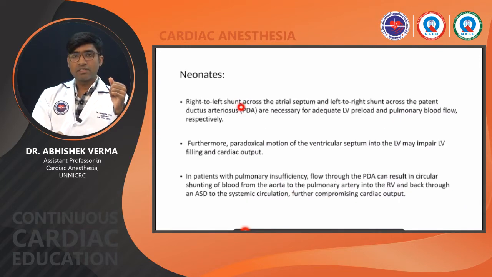A right-to-left shunt across the septum and a left-to-right shunt across the PDA are necessary for LV preload and pulmonary blood flow respectively. Further, there is a paradoxical motion of the ventricular septum into the LV, which may impair LV filling and also decrease the cardiac output. If the patient with pulmonary insufficiency has flow through the PDA, it can result in a circular shunt of blood from the aorta to the PA into the RV and back through the ASD to the systemic circulation, further compromising the cardiac output.